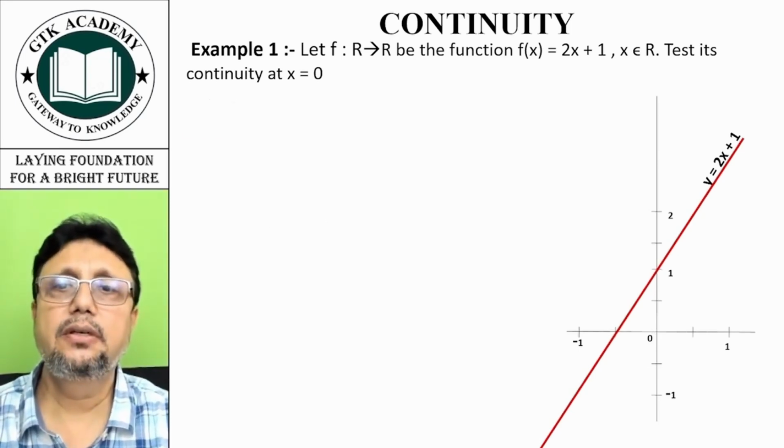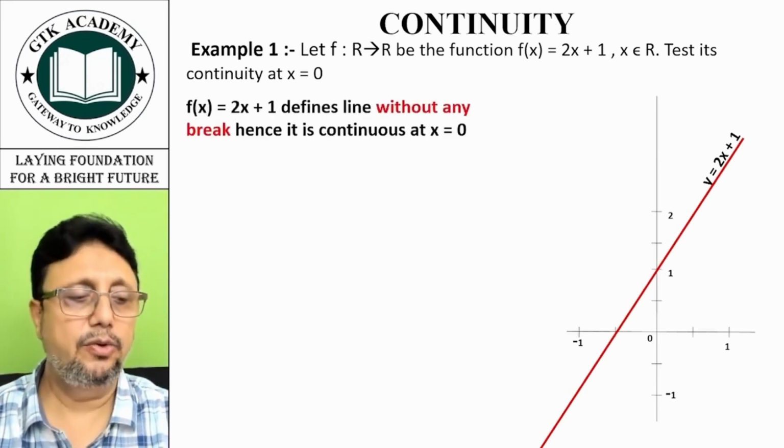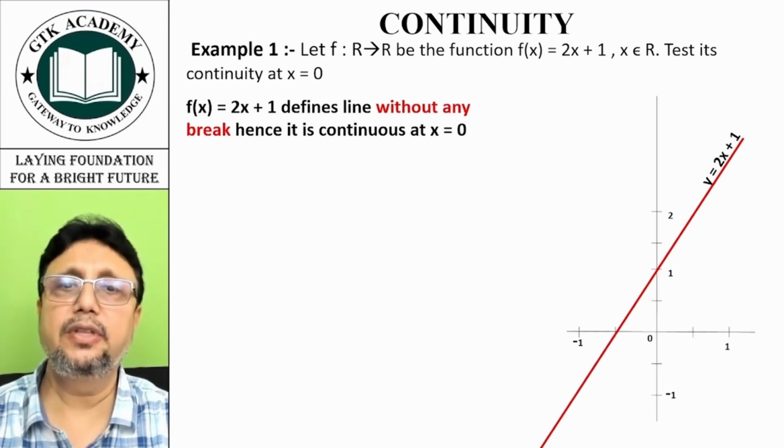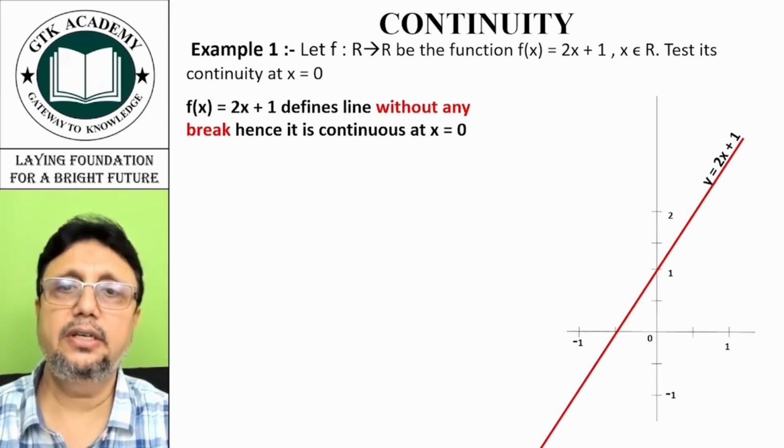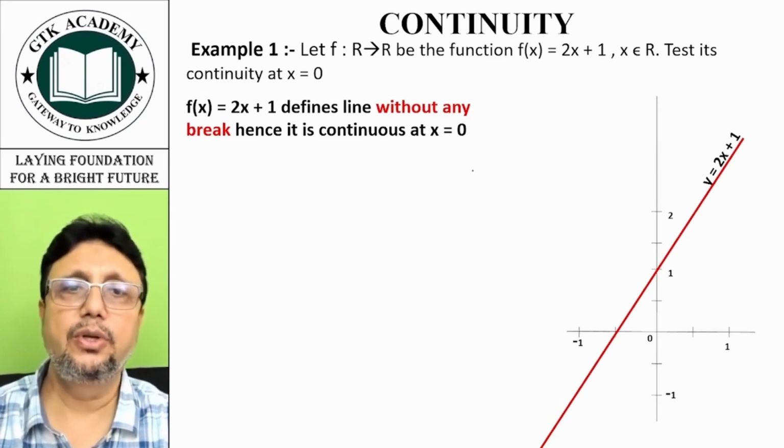That means f(x) equal to 2x plus 1 defines a line without any break. Hence, it is continuous at x equal to 0.